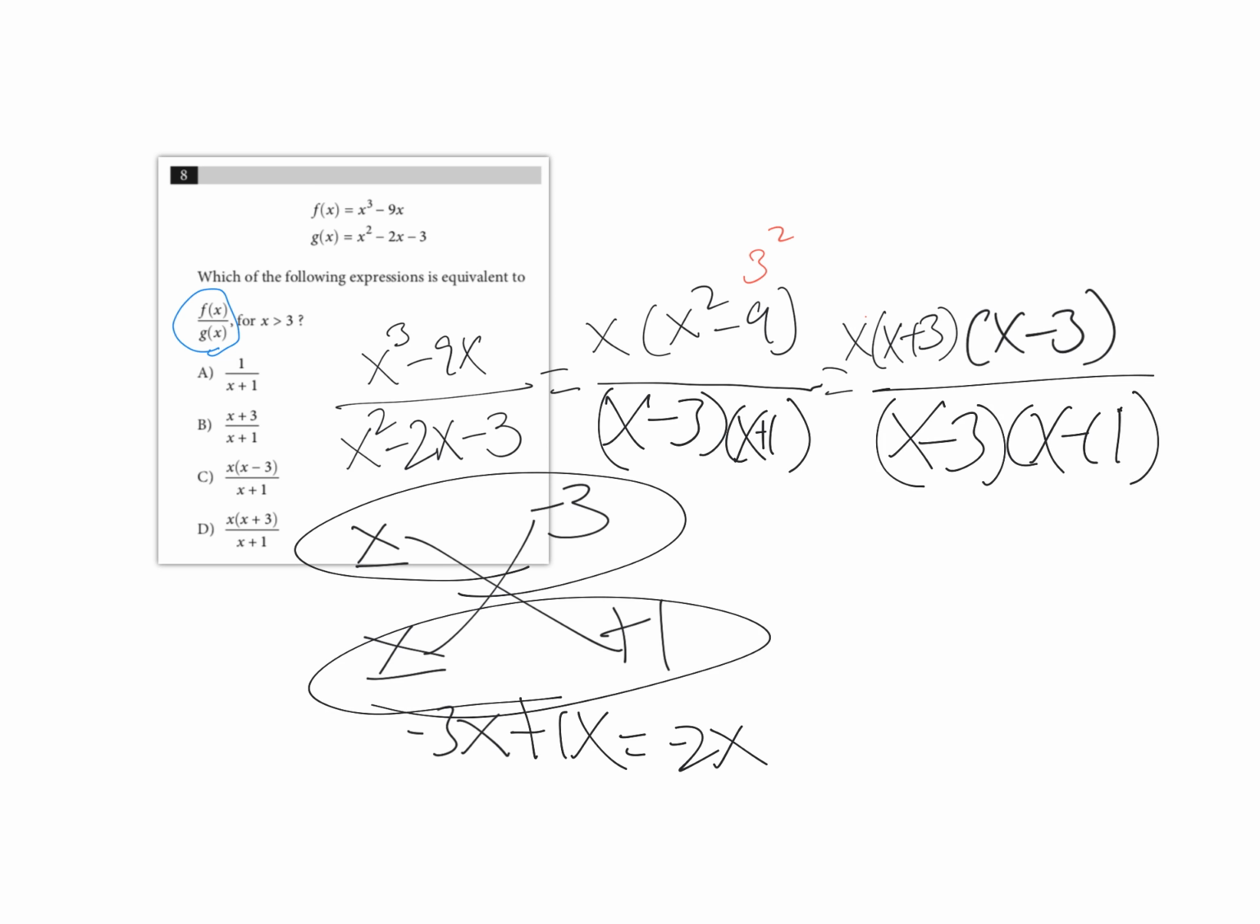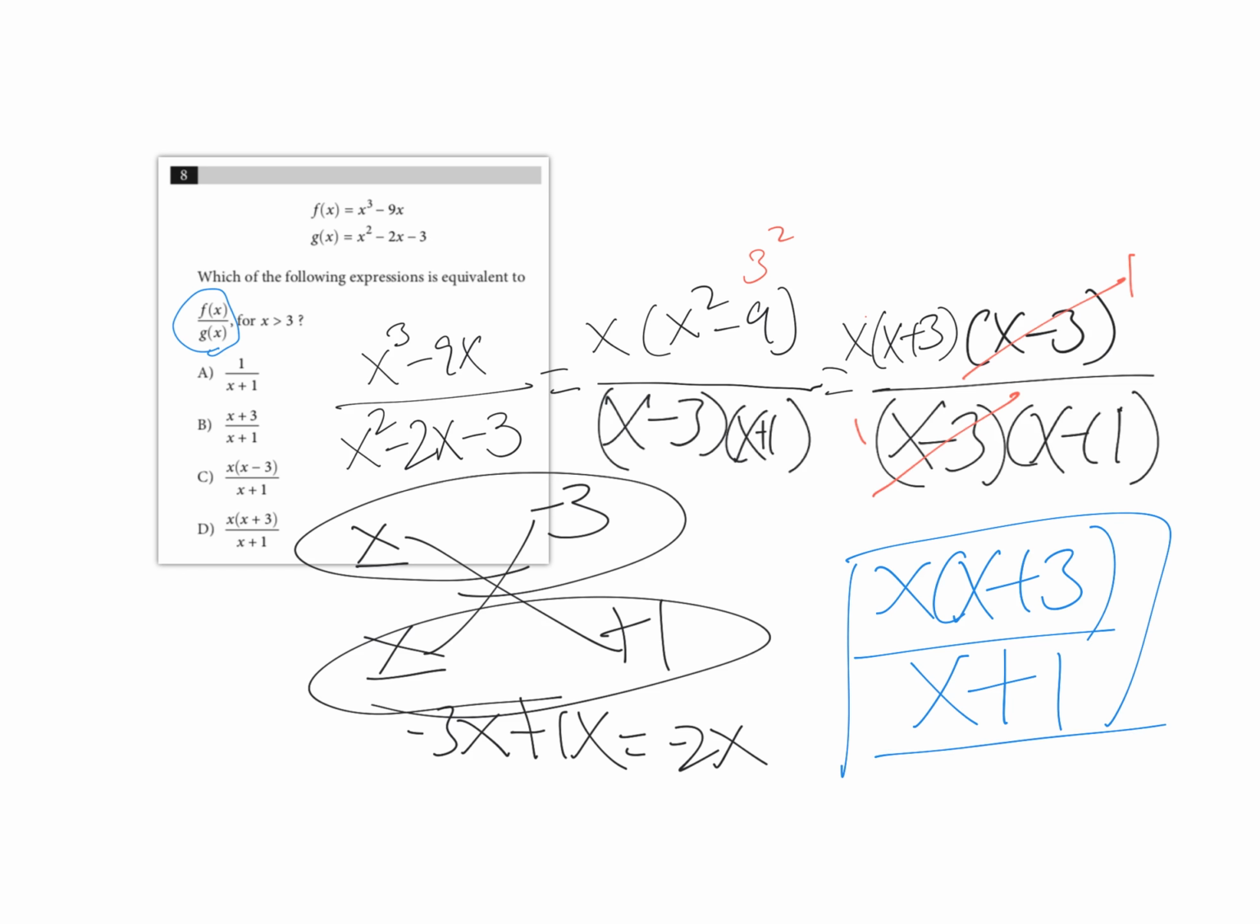And now we know we can simplify. I see that there's an x minus 3 in the numerator and also in the denominator. Divide to become 1. So now our simplest version becomes x times x plus 3 all over x plus 1. And that is our final answer. And in this case, that's answer choice D.